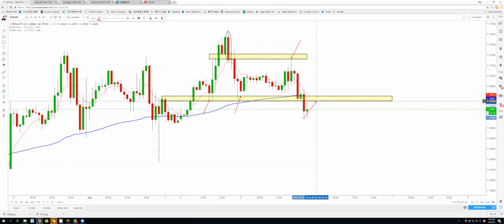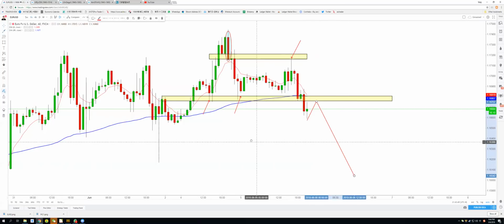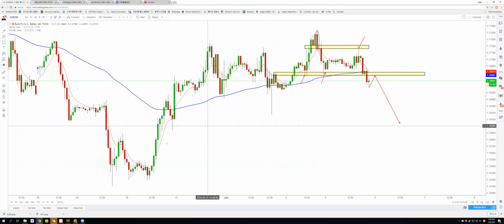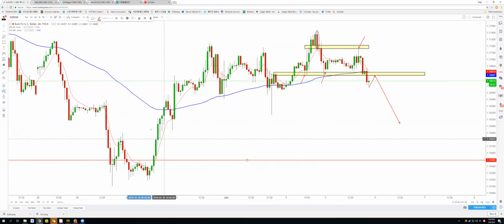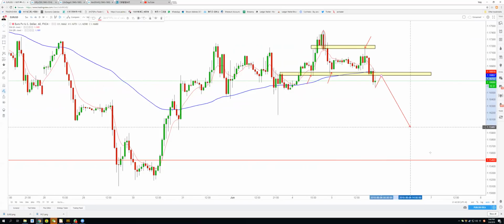Okay, pull back to the area and you short, and just enjoy the next downfall. Right? It may test the pin here. It may test the structure of 1.1550. Okay, this will be the ultimate target for this 1 hour chart trade.